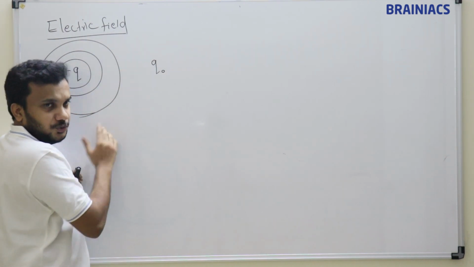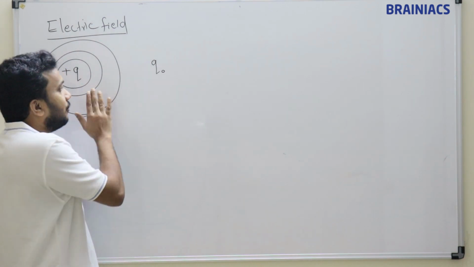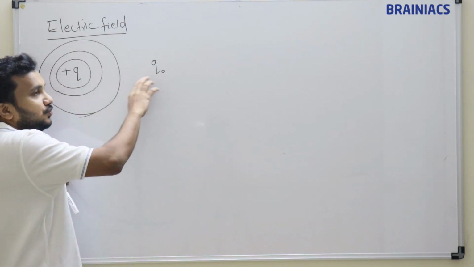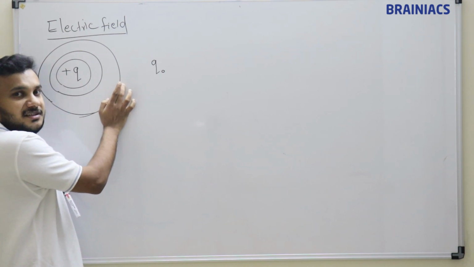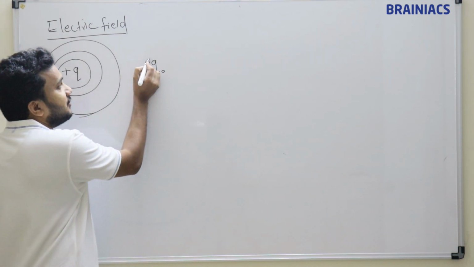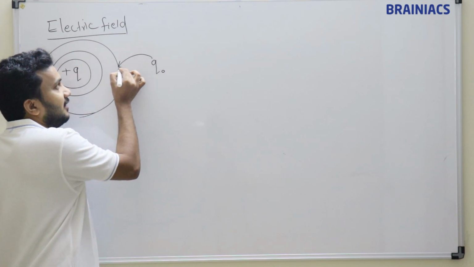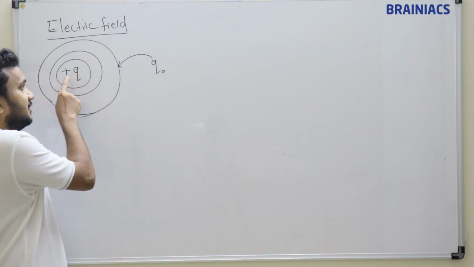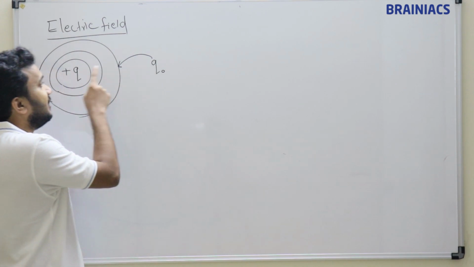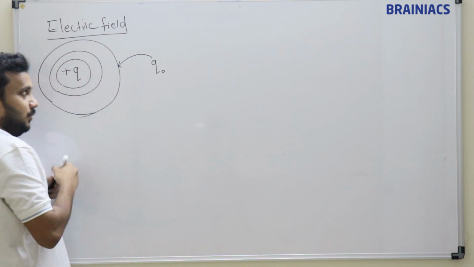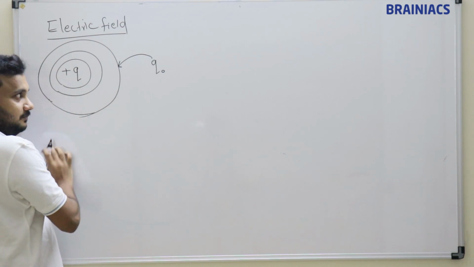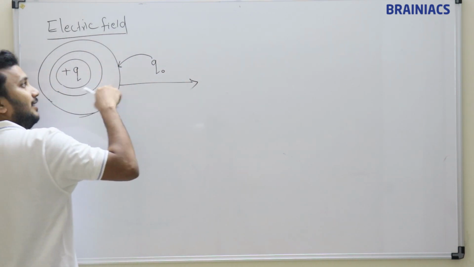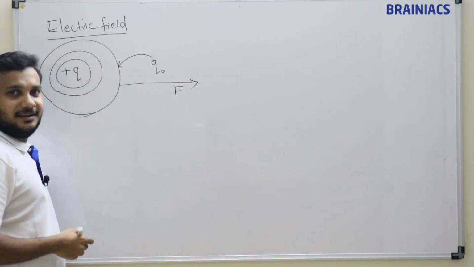Field means its area, so you don't need to say electric area, you can just say electric field. Now this plus Q and Q0 are very far away from the boundary. This is the boundary. If I take this Q0 into this area, what will happen whenever it comes to this border area? This is a positive charge, and that is a positive charge, so the plus Q will repel this one. Whenever it enters the boundary, immediately the plus Q will repel this Q0 with a force called F.